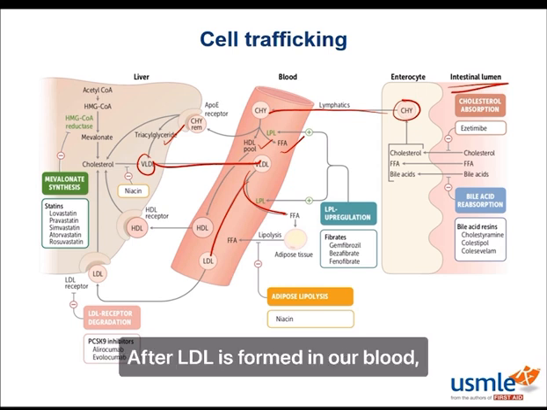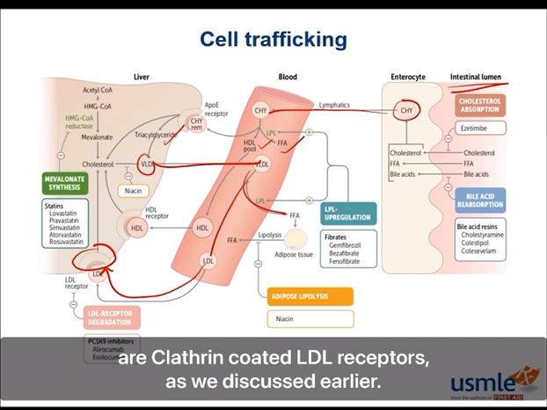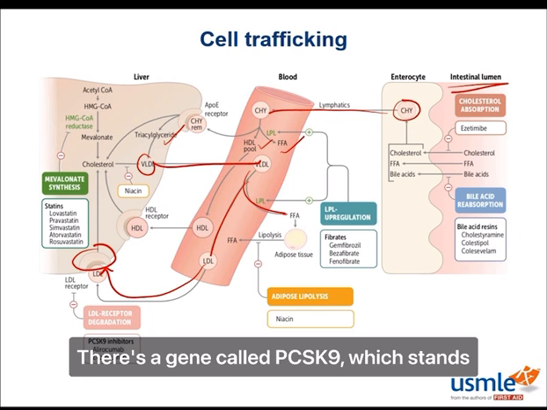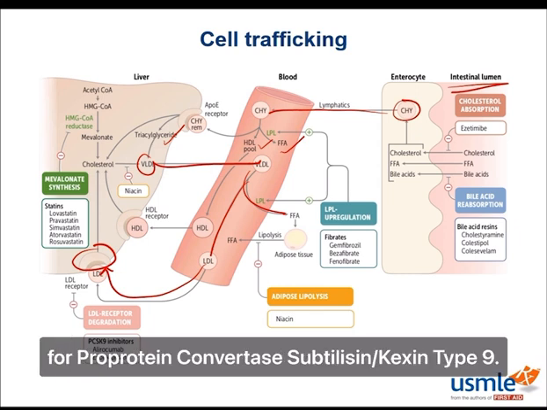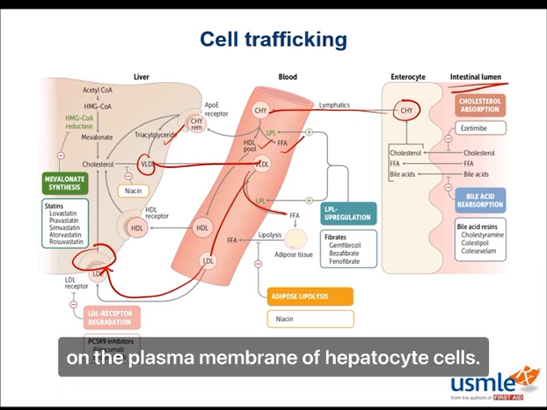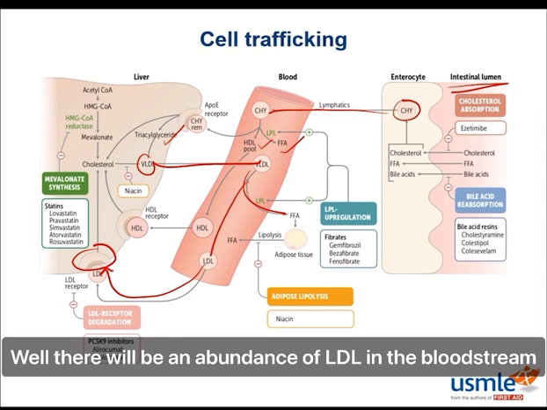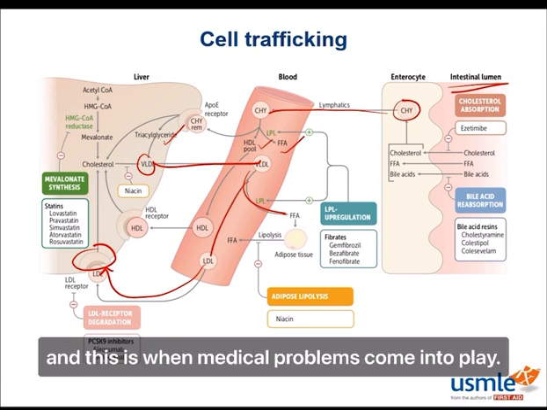After LDL is formed in our blood, it binds to LDL receptors. And these LDL receptors are clathrin-coated LDL receptors, as we discussed earlier. There is a gene called PCSK9, which stands for proprotein convertase subtilisin kexin type 9, and this functions by reducing the number of LDL receptors on the plasma membrane of hepatocyte cells. What happens if LDL receptors are not available to transport LDL to the liver? Well, there will be an abundance of LDL in the bloodstream, and this is when medical problems come into play.